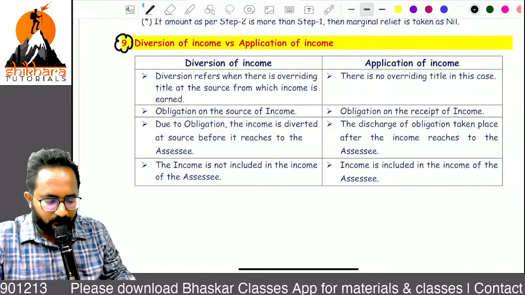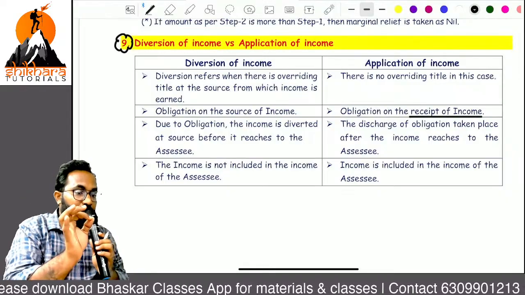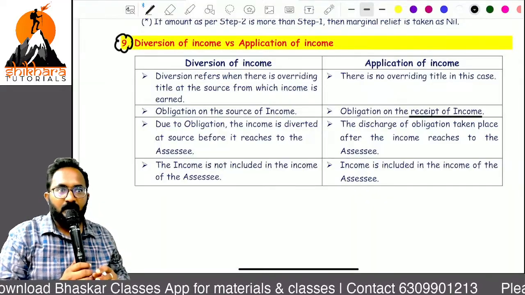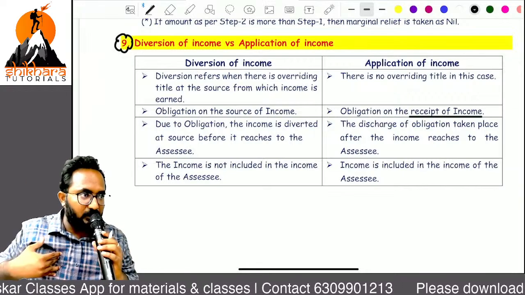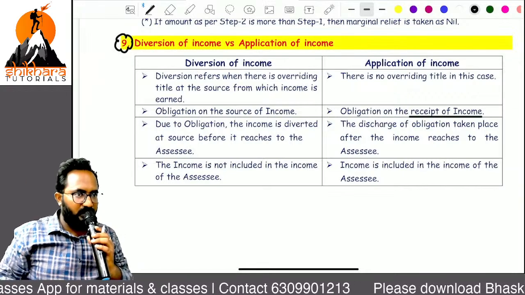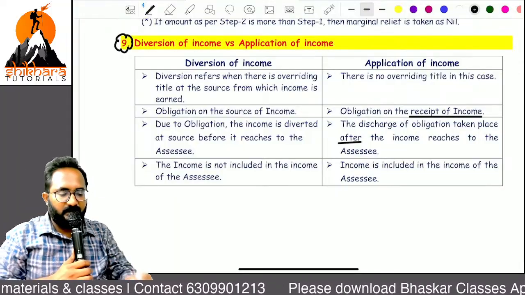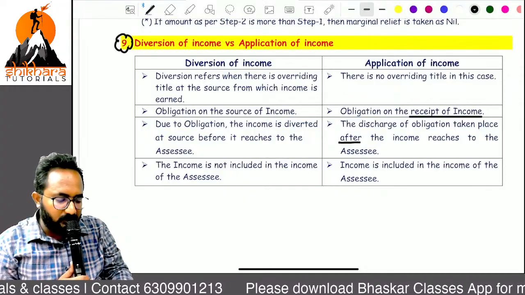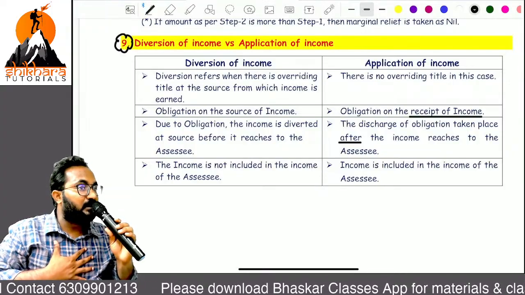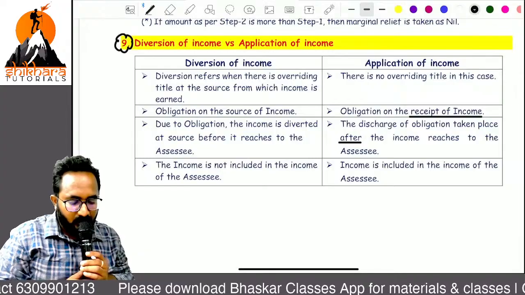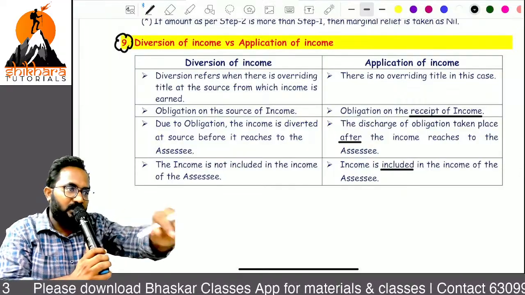Application of income means it is an obligation on receipt of income. I am giving some income to the ex-wife after the salary reaches my bank account, not before. Only after that can I transfer it. So that is only discharge of my obligation. We have an agreement that every month we give 10,000, and that obligation is discharged after the income reaches Mr. K's bank account. Whatever income you apply is also included in your total income.